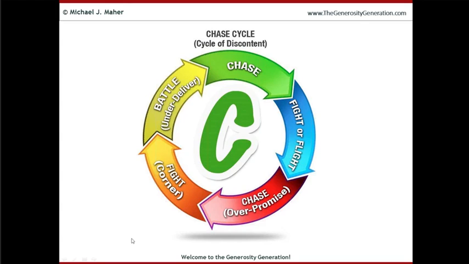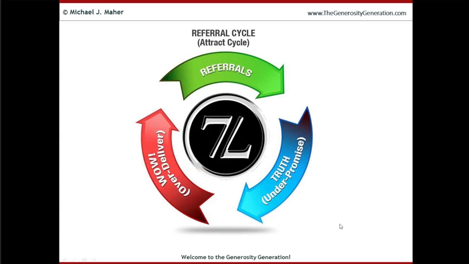But guess what? If there's a chase cycle, if there's this negative cycle, there must be a positive cycle. And God bless America, there is. It's the referral cycle. Okay? Now, the referral cycle is not a chase cycle. It's an attract cycle. People come to you. Business comes to you. Referrals come to you. Now, when a referral comes to you, you can do one thing, and honestly, I see this mistake happen quite often in business, is that we forget to tell the referrals the truth.